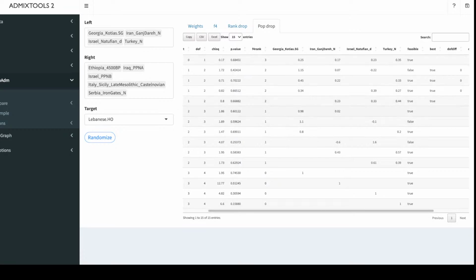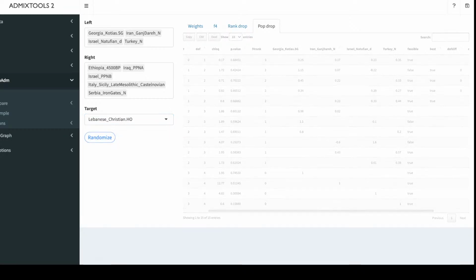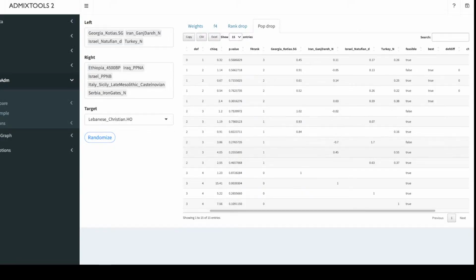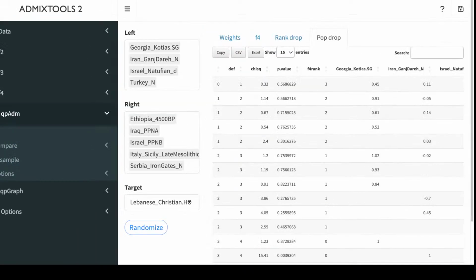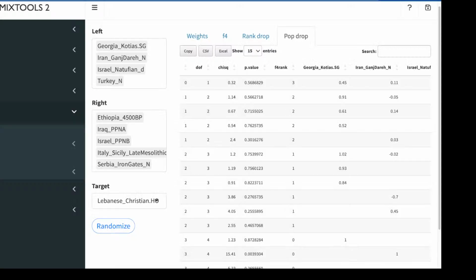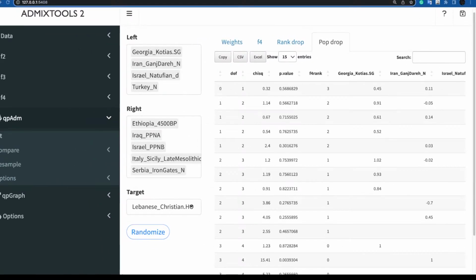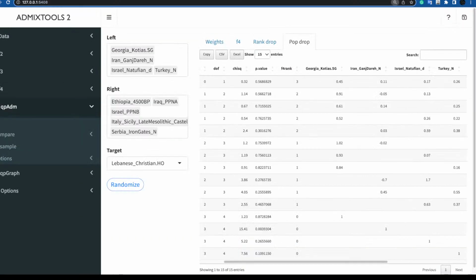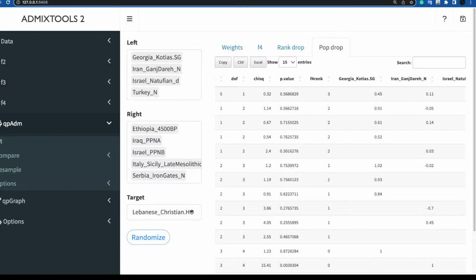Those are the possibilities. That's the best I can do. All right, moving along.